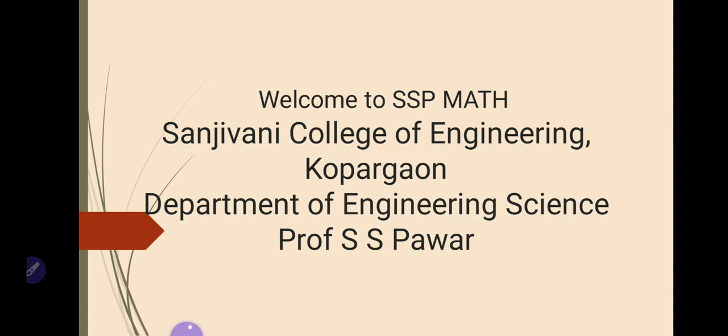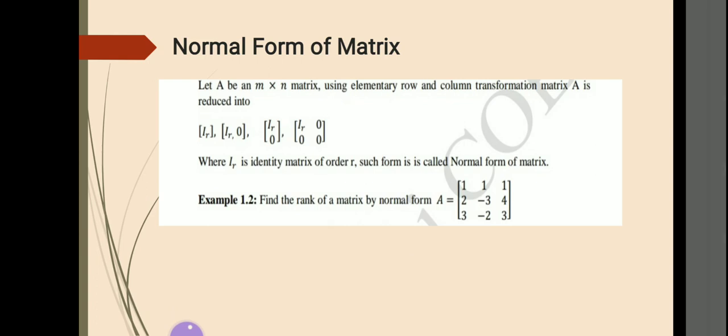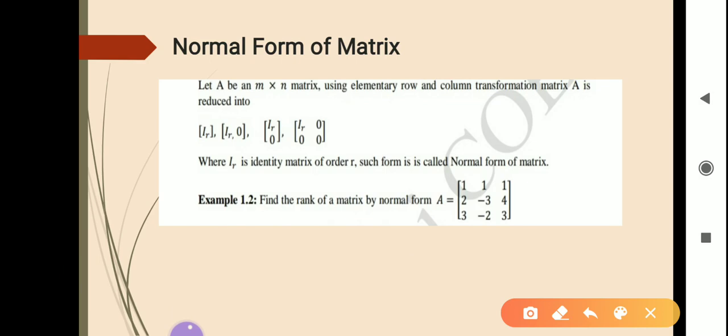Today we are going to start a new topic, that is the normal form of a matrix, means how to find the normal form of a given matrix. So how do we define normal form? The first definition is: let A be an m by n matrix, means the order of matrix A is m by n. Then using elementary row and column transformations.